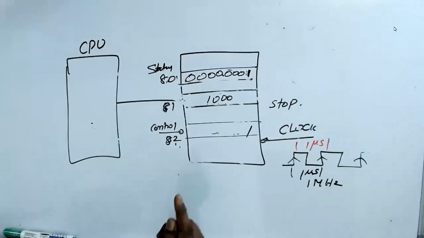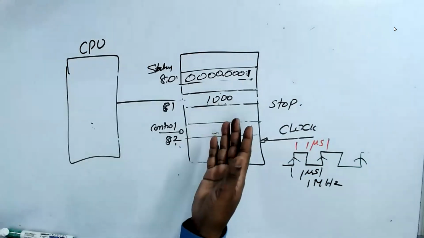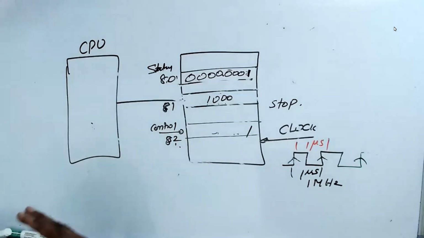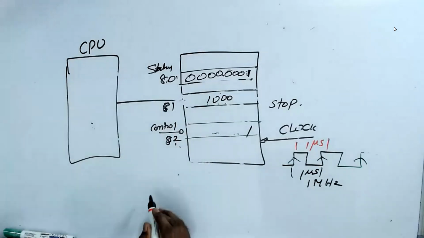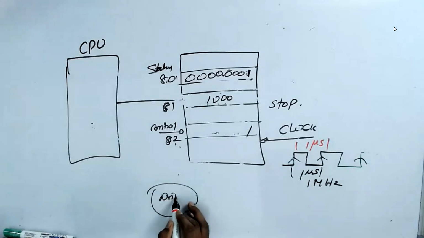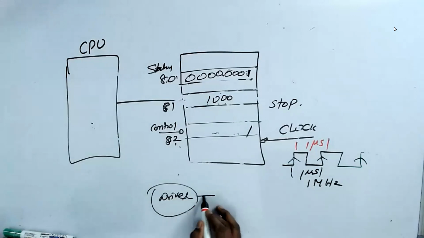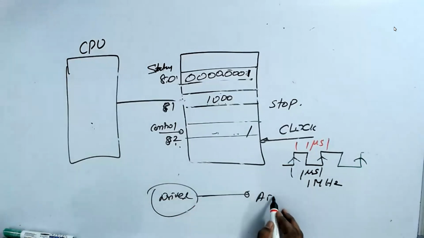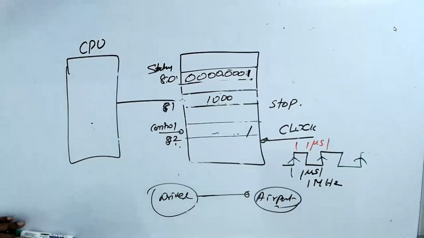We are wasting the time. For example, when you give a job to the driver to drive a car somewhere, to the airport, if you keep on asking him whether the airport has come or not, then you're wasting the time. Then why do you have a driver? You can drive the car yourself. Why do you waste the time?